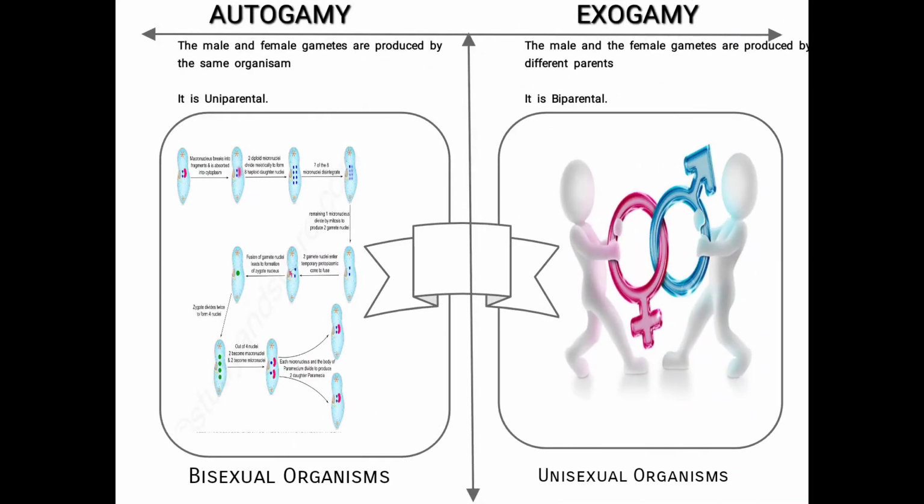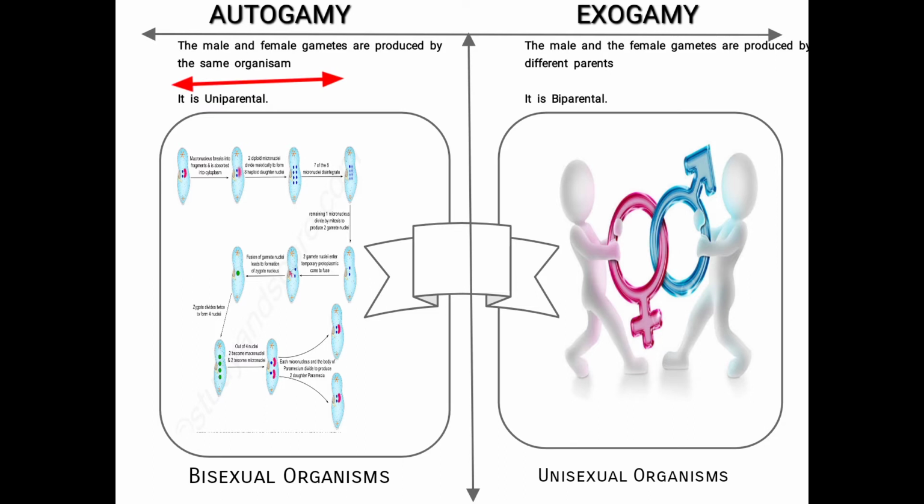First, I am going to compare autogamy and exogamy because they are in contrast to each other, so it will be easy for you to remember. First I will go with autogamy. Auto means what? Self. It can do by itself. So here, in this type of fertilization process, that is the syngamy process, the male and the female gamete will be produced by the same organism.